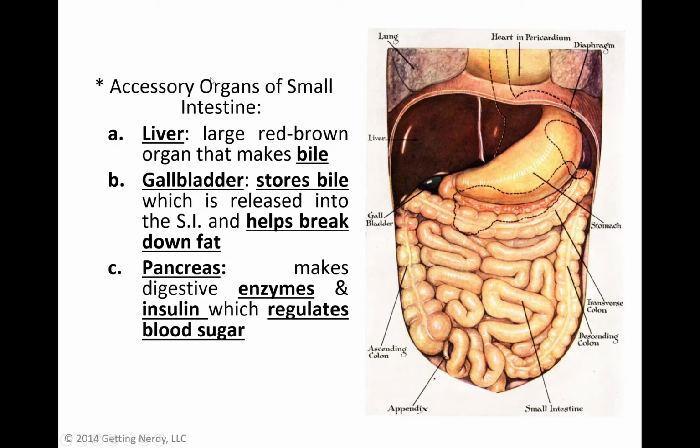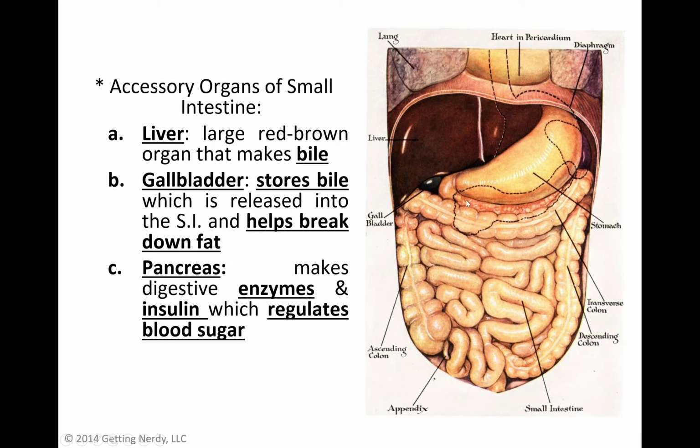So it makes bile, and it takes it to the gallbladder that stores it. The gallbladder will release the bile into the small intestine, and it helps break down fat. You'll learn in an activity online what that actually does. How does that help us?